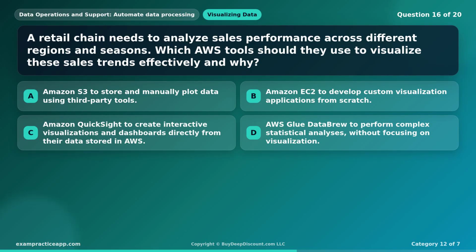Explanation. The retail chain should use Amazon QuickSight to create interactive visualizations and dashboards. QuickSight allows users to connect directly to various data sources within AWS, enabling them to visualize and analyze sales data across regions and seasons efficiently and in real time.